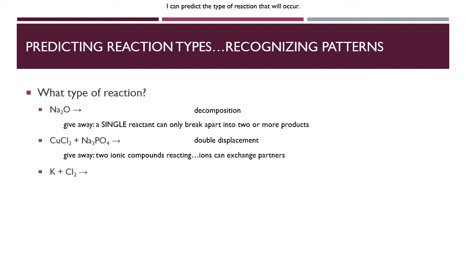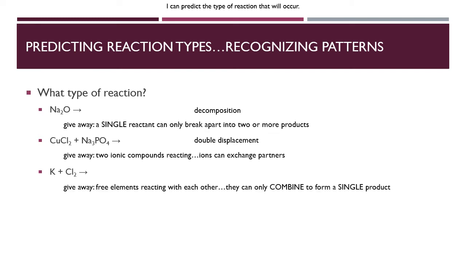Let's look at the next one, potassium reacting with chlorine. Well, notice here we just have 2 free elements. I don't have any compounds. Potassium is a free element, chlorine is a free element. Recall when we use the term free element, that just means that the elements are not in a compound with something else. So the only thing they can do is combine and form a single product. Well, that would be synthesis. These 2 will combine and give us just the one product.